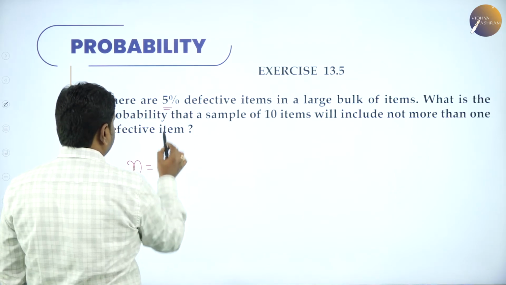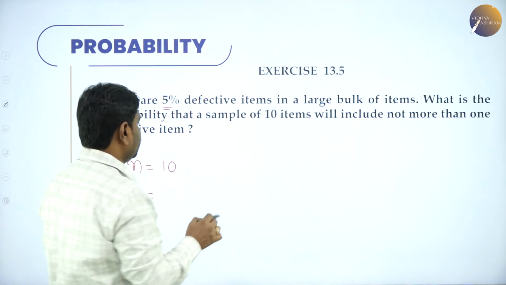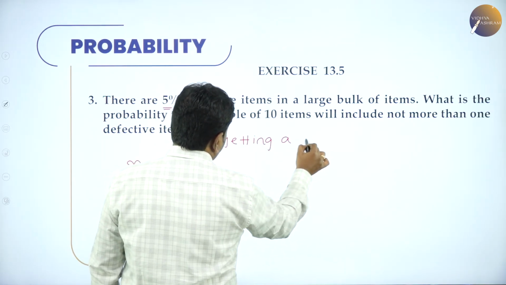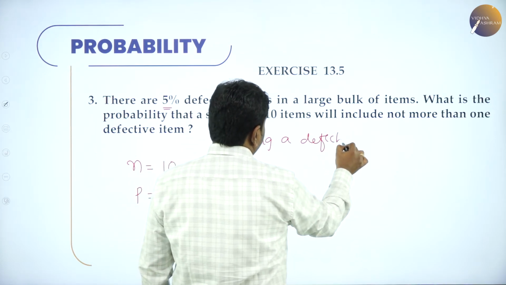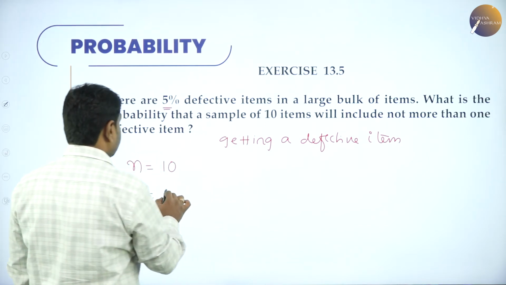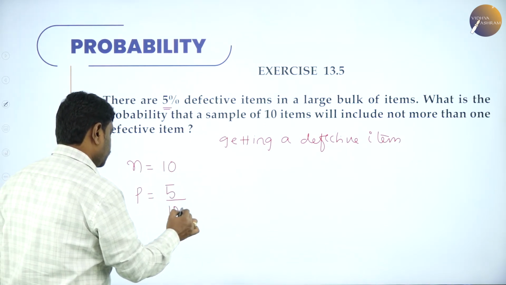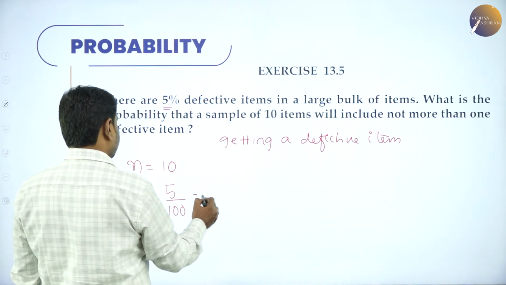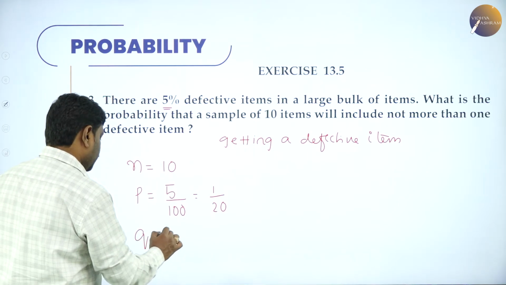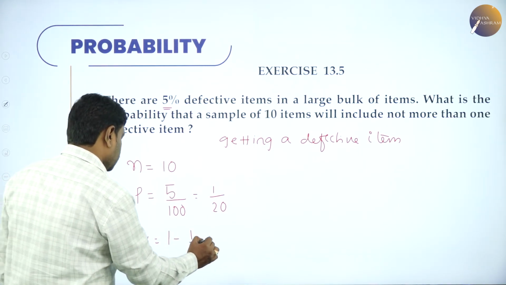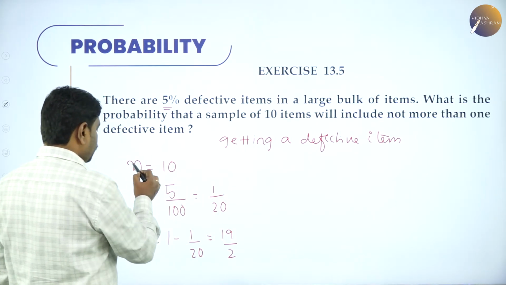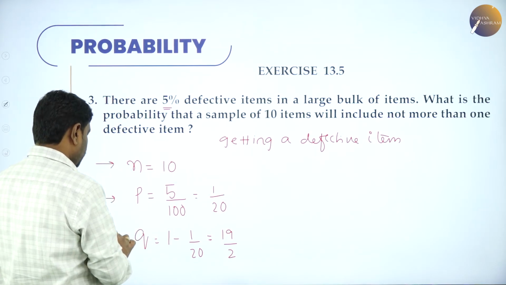So 5% is defective. First we will define getting a defective item as success in this case. 5% defective means 5 out of 100. This is the probability of success. You can simplify, 5 ones are 5, 5 twenties are 100, so 1 by 20. And what is q, the probability of failure? 1 minus 1 by 20, that is 19 by 20. You have the n value, p and q.